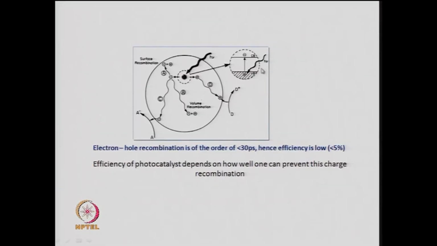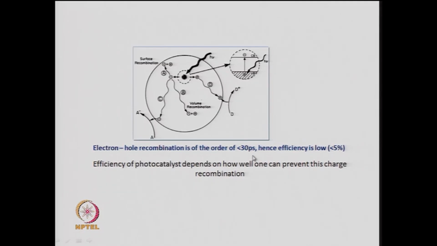So, this is again in a nutshell to show you that when light shines, electrons go one way and the holes go the other way. The electrons can recombine with holes, or they can go to the surface and reduce, and the holes on the surface can oxidize, or they can also recombine. You have to stop the electron hole recombination. So, you want to stop this process to make an efficient photocatalyst.